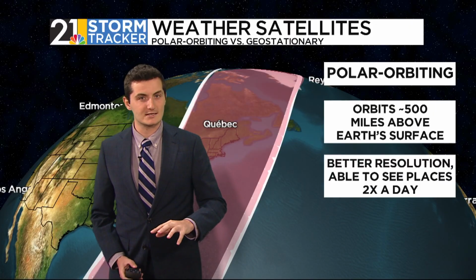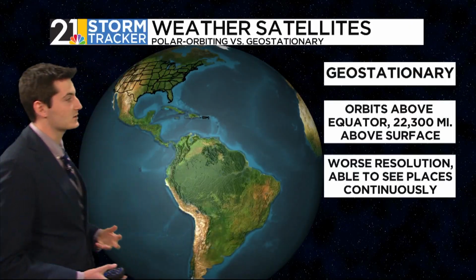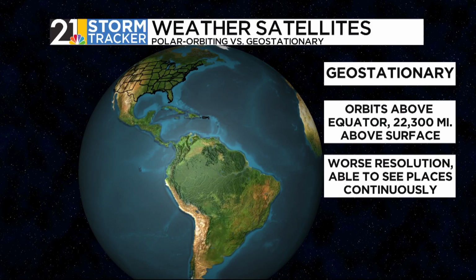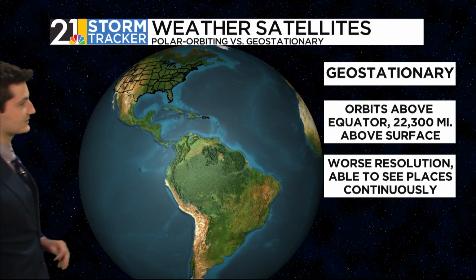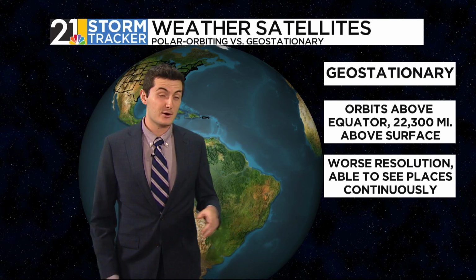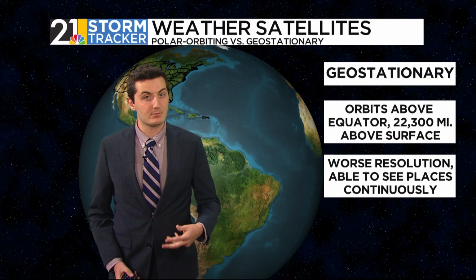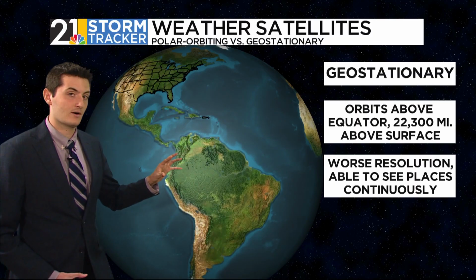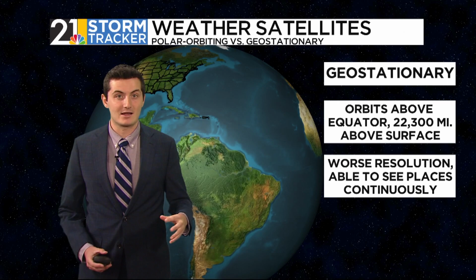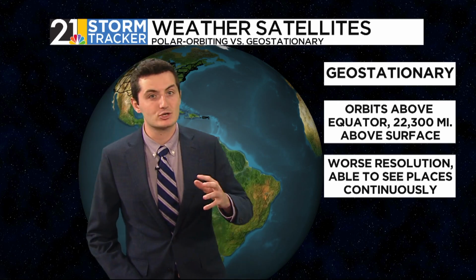But we don't really use this on TV or showing you guys off what the weather story is. We use geostationary satellites, and these guys orbit above the equator just over 22,000 miles, so much further. The trade-off there is it's a worse resolution, but we are able to see this portion of Earth much more continuously. So that's great to see if you're trying to track the evolution of a system, maybe.